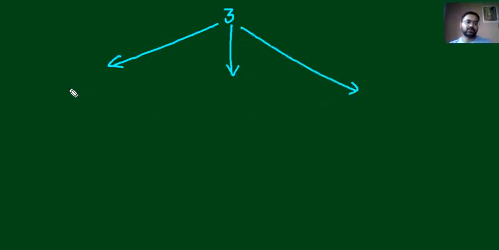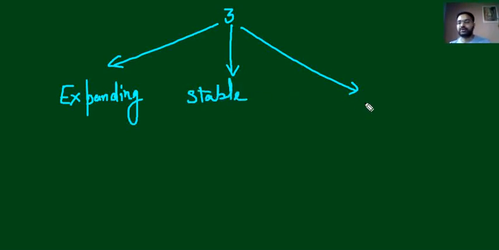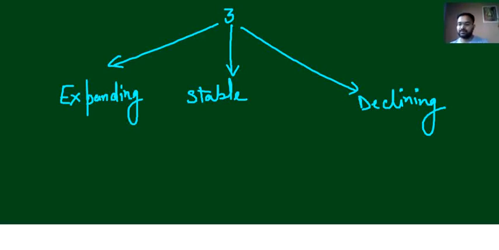So there are three types of age pyramids which we are going to study. The first type is the expanding age pyramid. The second one will be the stable age pyramid, and the last one will be the declining age pyramid. Okay, right.